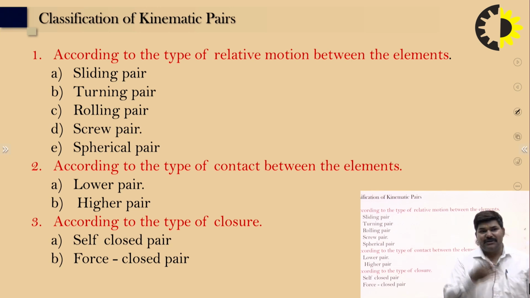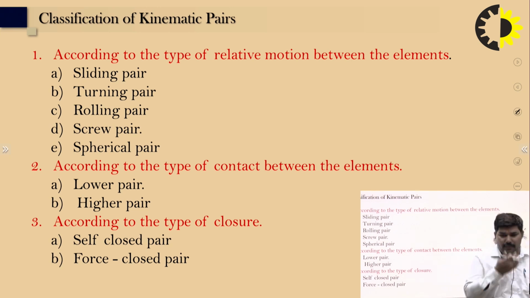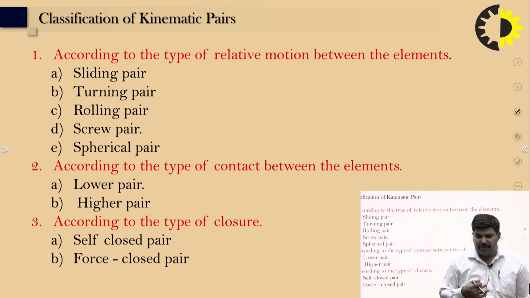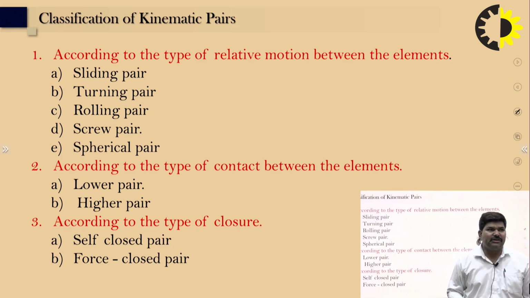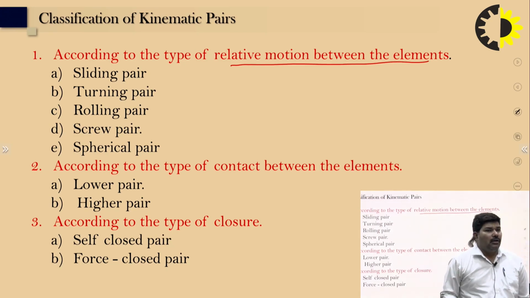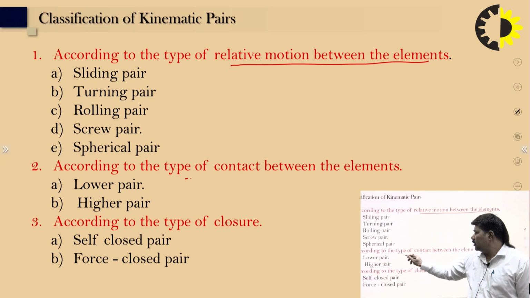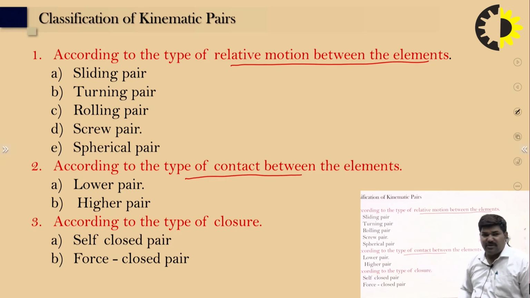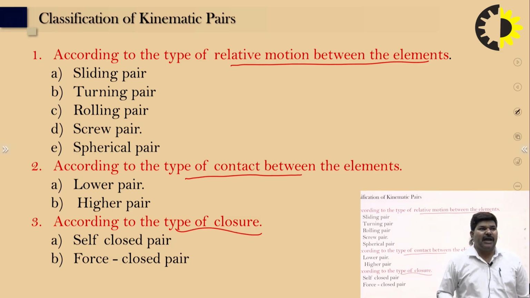There are three basic classifications of this kinematic pair. One is according to the type of relative motion between the elements. Second is according to the type of contact between the elements, and the third one is according to the type of closure.